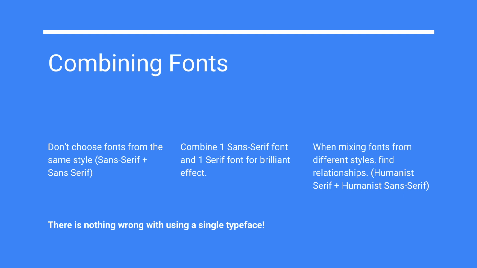You can combine two serif fonts or two sans serif fonts, but it's harder to make them work. This is why I'm just giving you these easy tips to follow. And then the last one is that if you're mixing fonts from different styles, try to find relationships. By this I mean, remember how we covered that there was a humanist serif font and also a humanist sans serif? Try to find similar font families because they also tend to get along quite well.